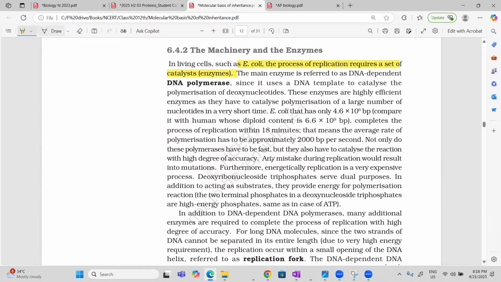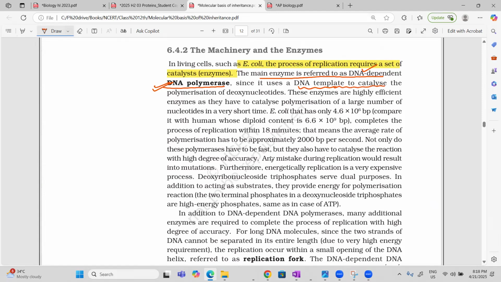But which is the main enzyme? The main enzyme is DNA-dependent DNA polymerase. Because it uses DNA as a template, that's why we say DNA-dependent. And it will add more and more nucleotides. So it uses DNA as a template to catalyze polymerization of deoxyribonucleotides. So the main enzyme is DNA-dependent DNA polymerase.